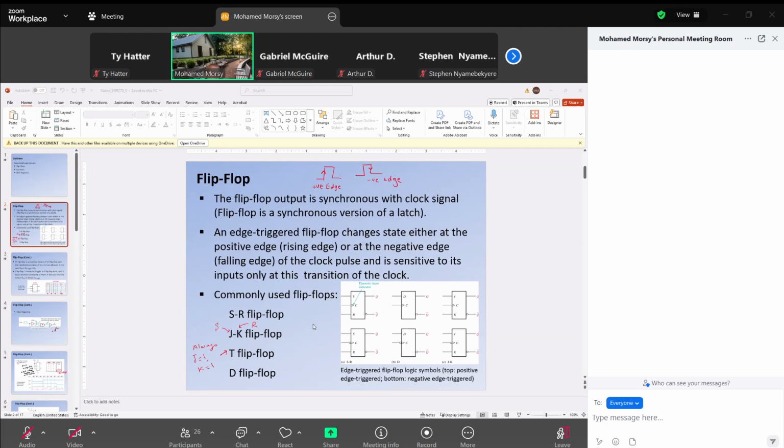We have different flip-flops: SR flip-flop, JK flip-flop, T flip-flop, D flip-flop. We mentioned SR latch or SR flip-flop is the basic of all other flip-flops. All other flip-flops are just a modification of the SR flip-flop. We mentioned we have an issue with the SR flip-flop. What is the issue? Who remembers what is the issue?